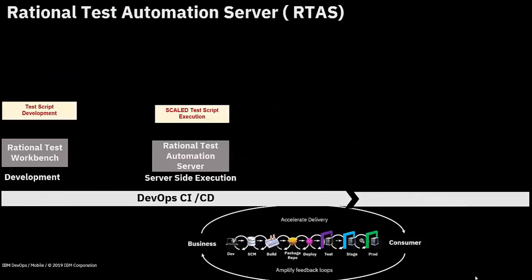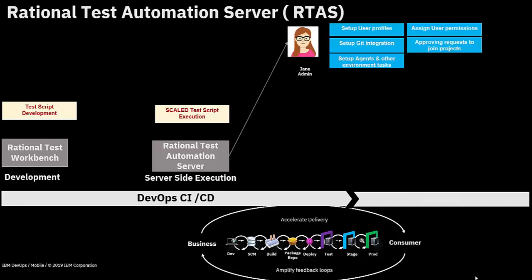To execute a test in RTAS, the tester needs to have tests created in Rational Test Workbench. I'm going to take you through the demo with the help of three personas. The first is Jane. Jane is the admin.